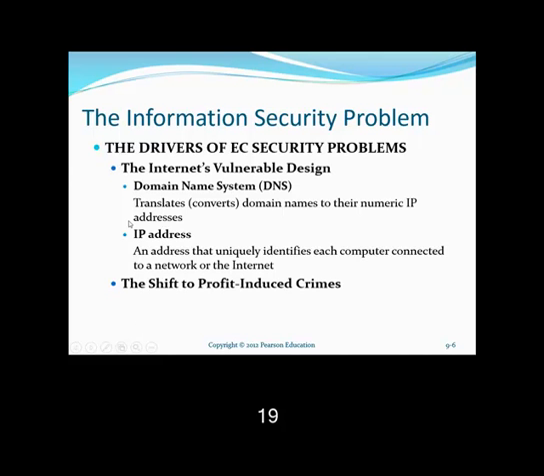So actually the drivers of e-commerce security problems are because of the internet's vulnerable design, the design of the internet itself. The internet needs the domain name system, which translates the domain name to the numeric IP address, an address that uniquely identifies each computer connected to a network or the internet. This can make the e-commerce system vulnerable, because hackers or crackers can attack the domain name system and also the IP address.